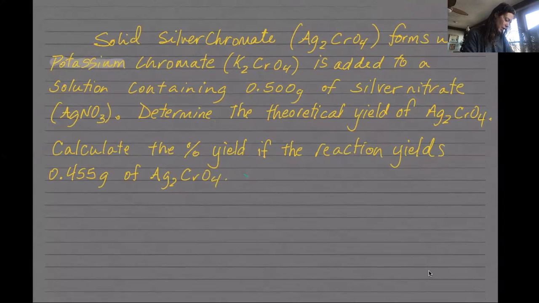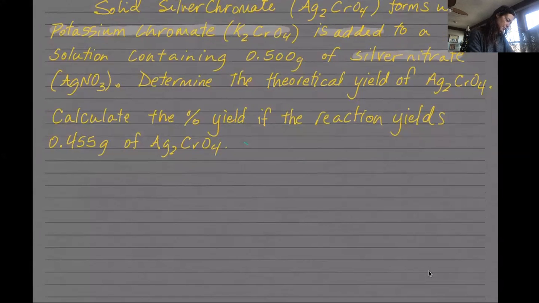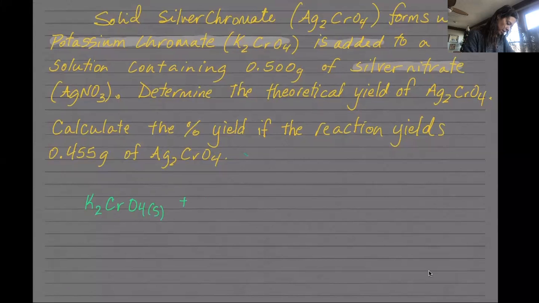So I can see right now that potassium chromate is added to silver nitrate. So let's go ahead and write that down. Potassium chromate, that's going to be K2CrO4. That is a solid. It is added to a solution of silver nitrate, that's AgNO3 aqueous, because it's a solution. Oh, my head is in your way.